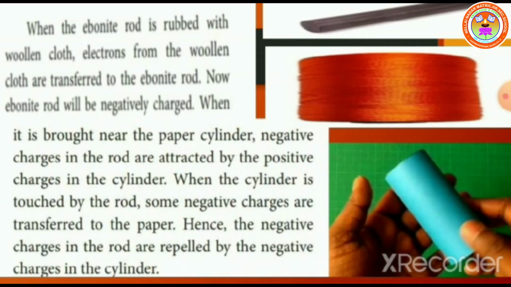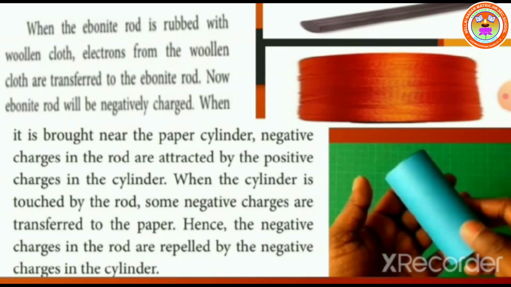When the ebonite rod is rubbed with a woolen cloth, have you seen the picture, children? The ebonite rod is rubbed with a woolen cloth. Electrons from the woolen cloth are transferred to the ebonite rod. So the ebonite rod is positively charged initially.